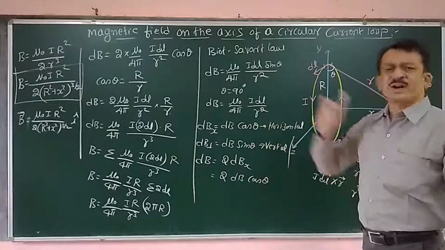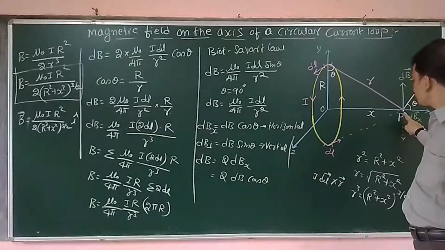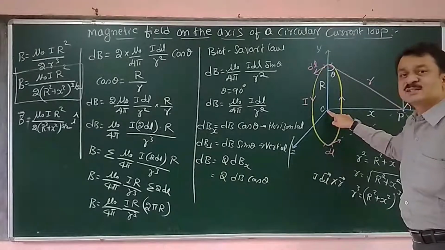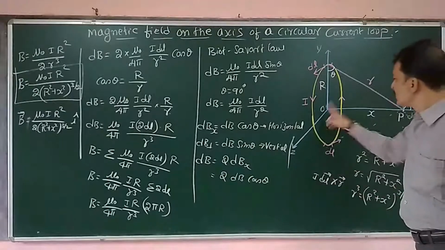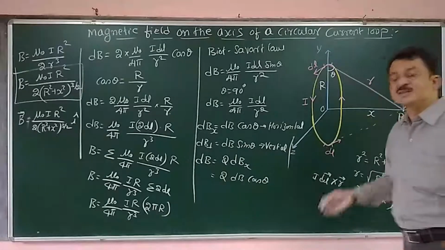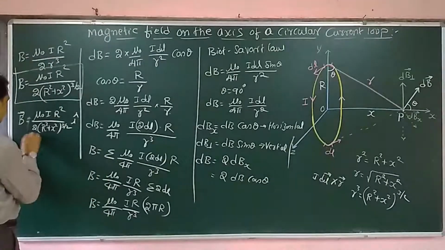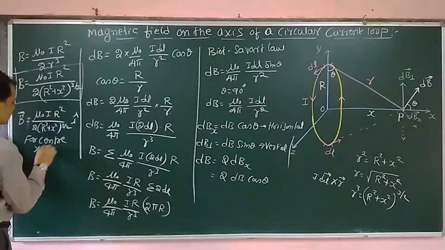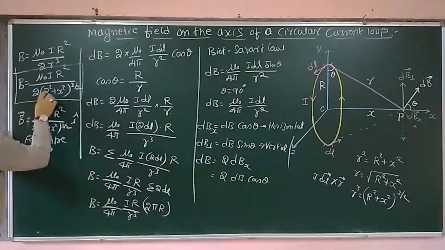We will study one important case here. Now, we have calculated the field at this point. Now, I have to calculate the magnetic field at the center of the circular loop. At the center, x becomes 0. Therefore, for the center, x is equal to 0. Now see what the expression becomes in magnitude.